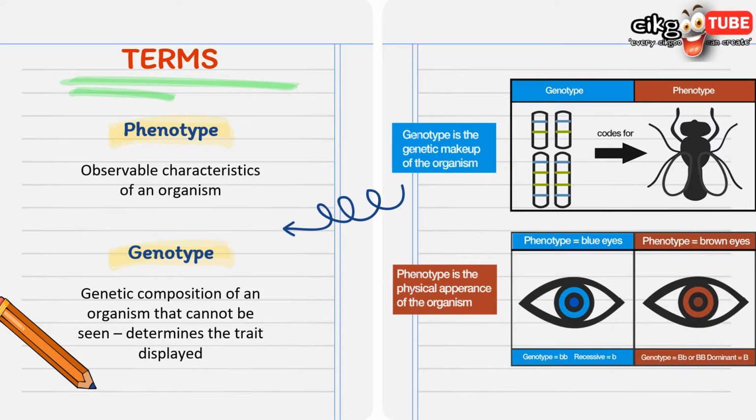Genotype, on the other hand, refers to the genetic composition of an organism that cannot be seen. So it determines the phenotype or the trait displayed. It is the combination of paired alleles in a gene for a particular trait in a characteristic. So we have two types of genotype. We have homozygous, when both alleles of the gene are identical, and heterozygous, where one allele is dominant and the other is recessive. We will see that further in the terms.